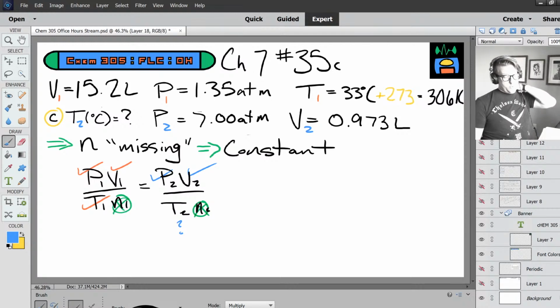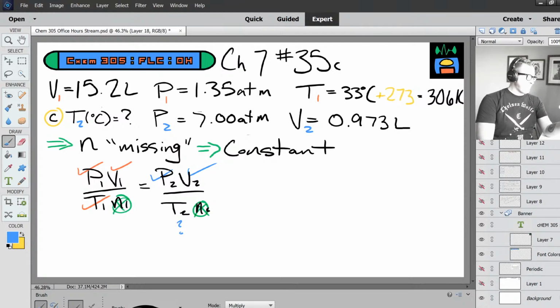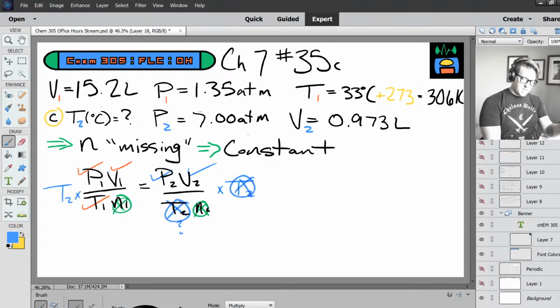All right, so since temperature is what we're trying to find, we need to get it out of our denominator, right? So for starters, we're going to multiply both sides by our final temperature. That way it cancels out of this denominator. This gives us T2 times P1 V1 over T1 is equal to P2 V2.